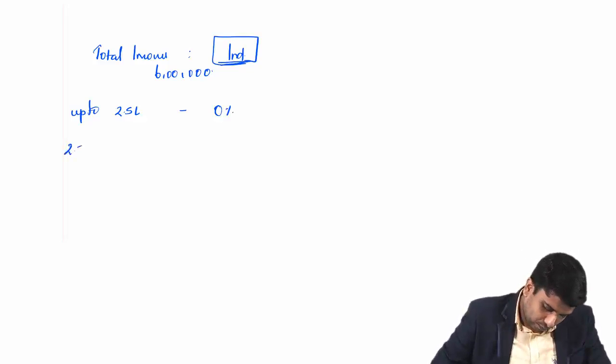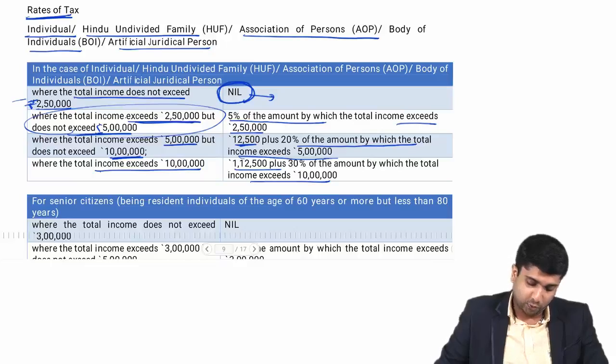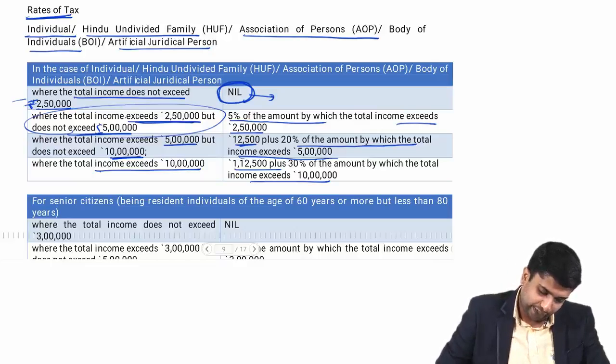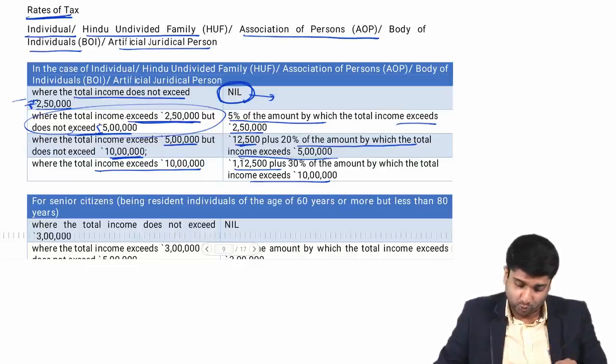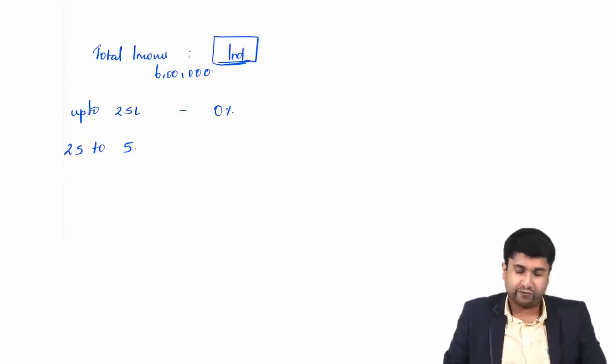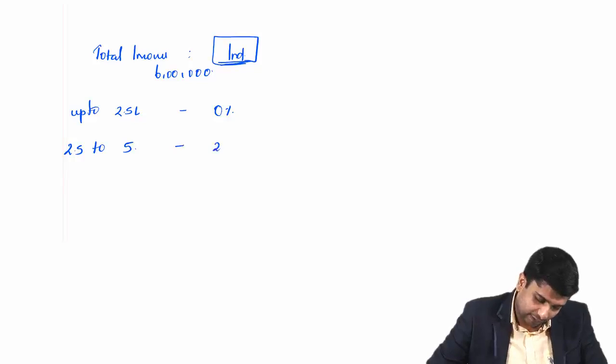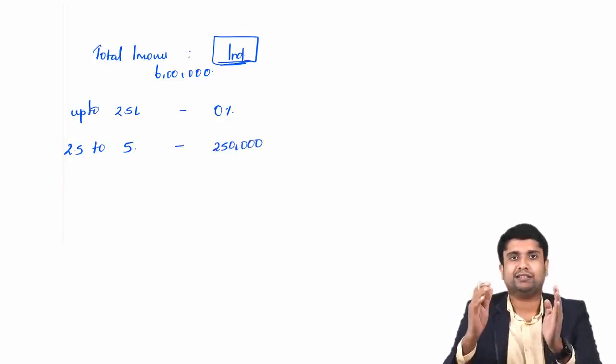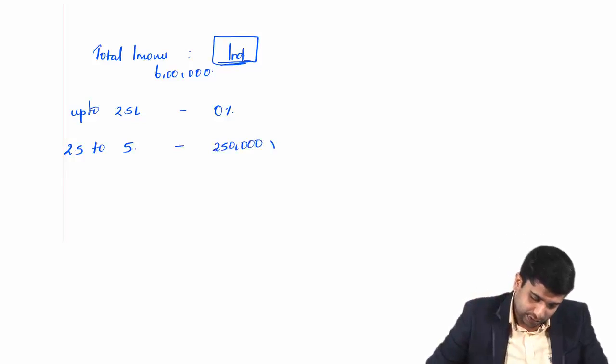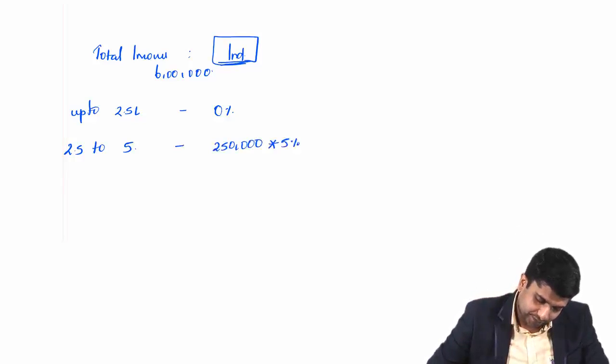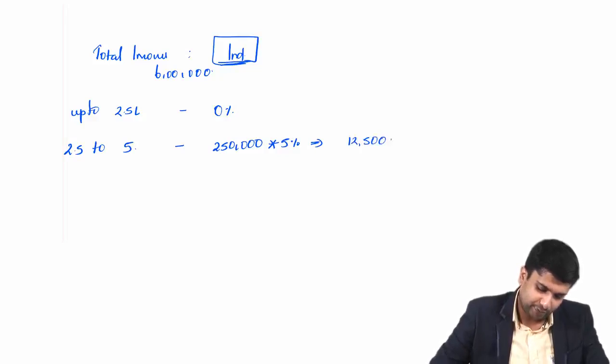From more than 2.5 to 5, that's the second slab. From 2.5 to 5, the rate of tax is 5%. So from 2.5 to 5, what is my income? It will be 2,50,000, right? From 2,50,000 to 5 lakh, there is an income of 2,50,000 into 5%. And what is the amount coming? It is 12,500.